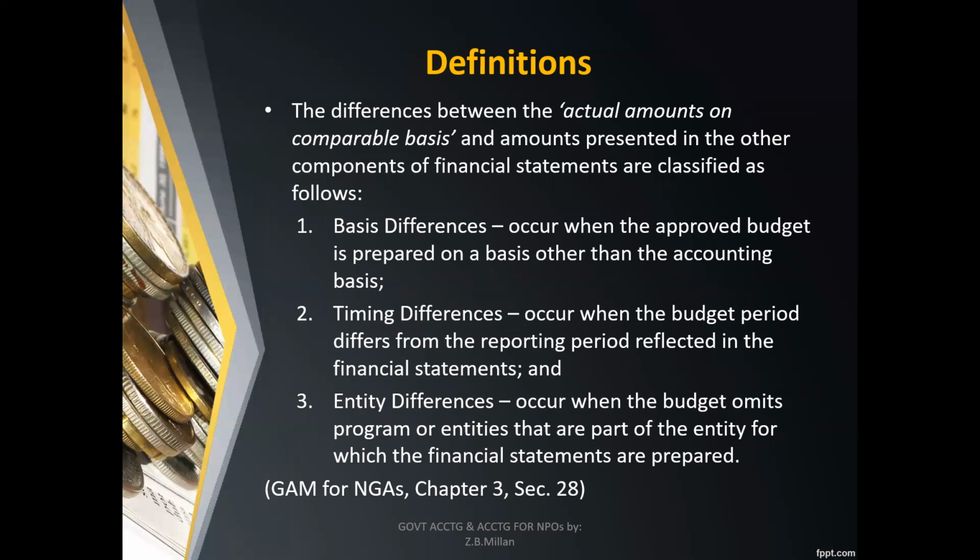And you have it here, the differences between the actual amounts on a comparable basis and amounts presented in other components of the financial statement are classified as follows. The basis for differences occurs when the approved budget is prepared on a basis other than the accounting basis. Timing differences occur when the budget period differs from the reporting period reflected in the financial statement. And entity differences occur when the budget omits program or entities that are part of the entity for which the financial statements are prepared.